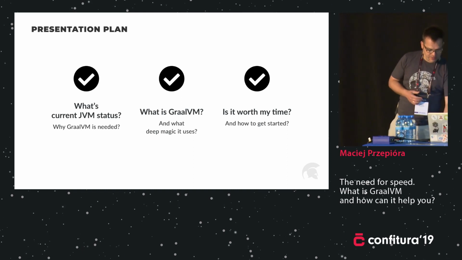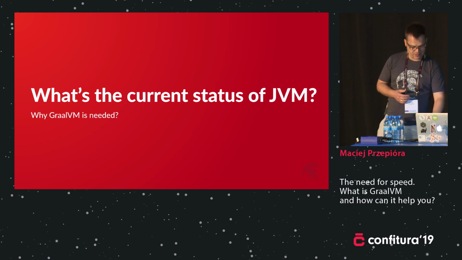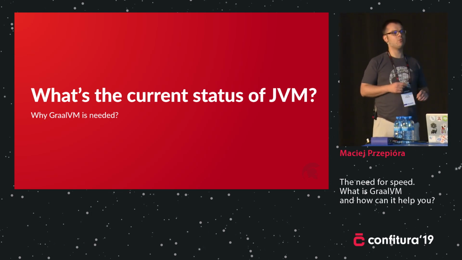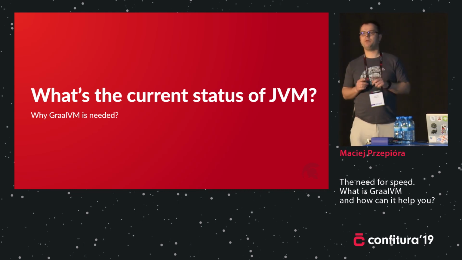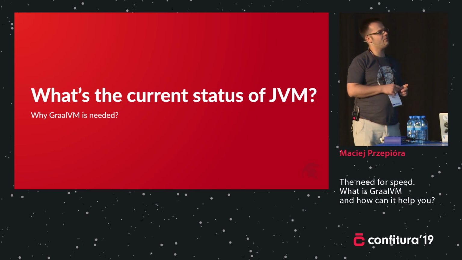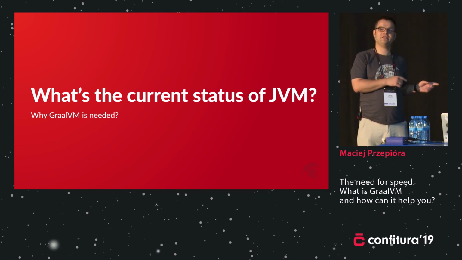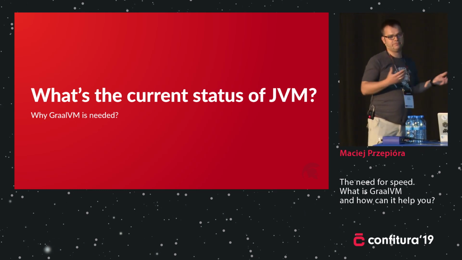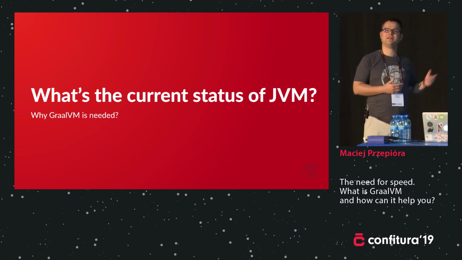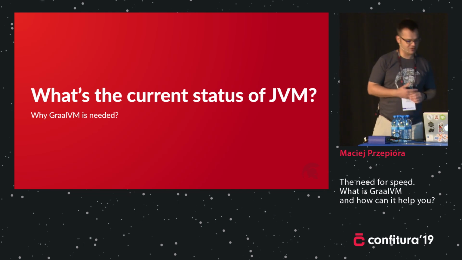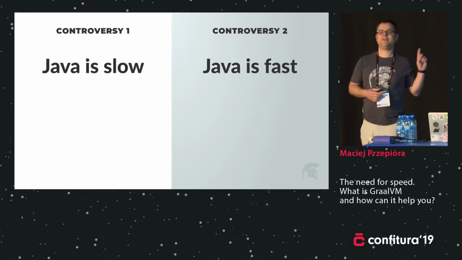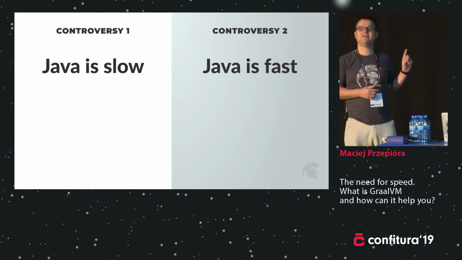Okay, so let's talk about the current status of the JVM. I need to make one disclaimer here. There will be a couple of controversial statements during this presentation. It's not for the sake of controversy itself, it's just to discuss the topic. So please don't be offended if you find a controversial statement in this talk. I've got two controversies to start with. One is Java is slow, the other one is Java is fast.